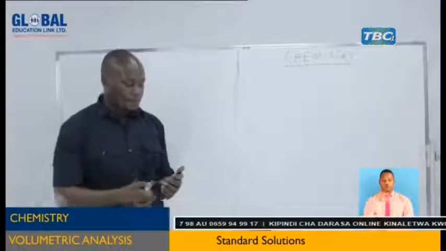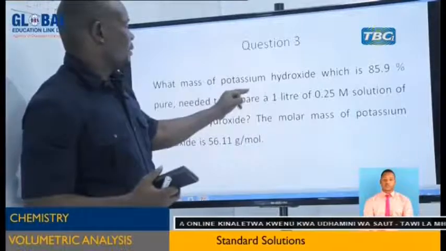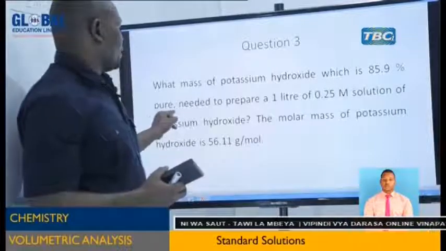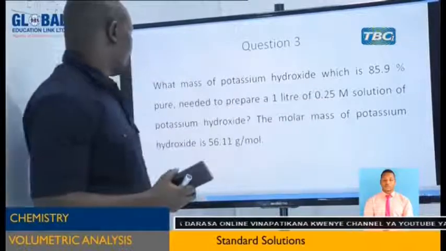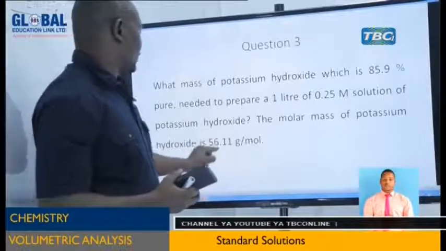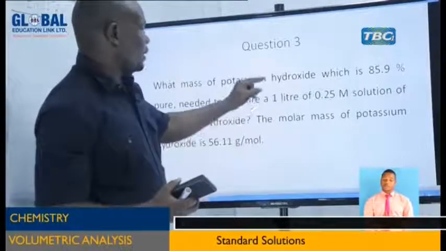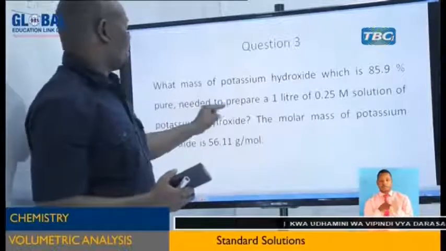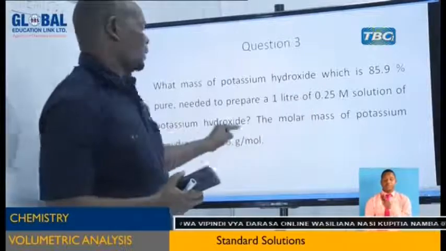Question number 3 is: what mass of potassium hydroxide, which is 85.9% pure, is needed to prepare 1 liter of 0.25 molar solution of potassium hydroxide? The molar mass of potassium hydroxide is 56.11 grams per mole. What mass of potassium hydroxide, which is 85.9% pure, is needed to prepare 1 liter of 0.25 molar solution of potassium hydroxide?